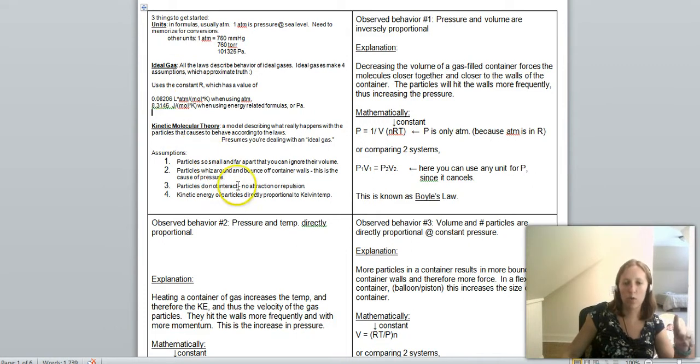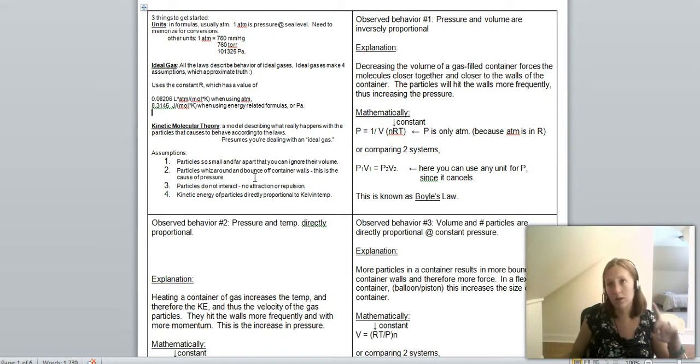The assumptions: number one, the particles of gas are so small and far apart that you can ignore their volume. So you've got this container or whatever of gas, and 99.9999% of it is empty space. And they're saying basically, let's go ahead and assume that it's 100% empty space, because the particles are so small that they don't contribute significantly to the volume. They call it negligible. So that's assumption number one, which we will find out is true in some circumstances more than others.